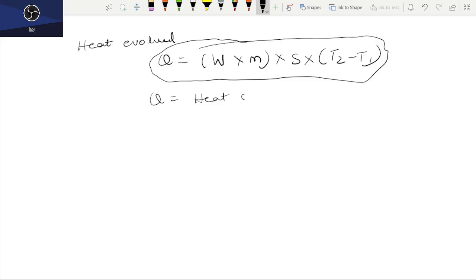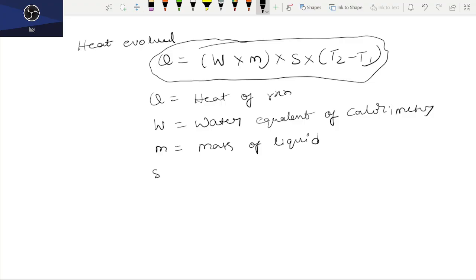W is equal to water equivalent of calorimeter, whereas m equal to mass of liquid in the calorimeter, S equal to specific heat of the liquid, it is indicated by S. Whereas T2 is equal to final temperature, T1 is equal to initial temperature, right?